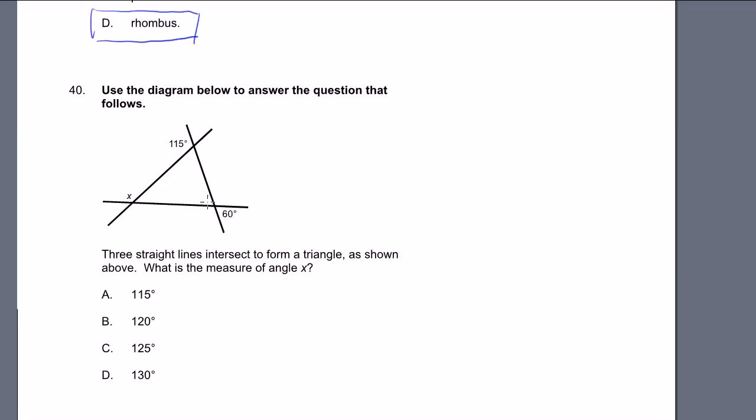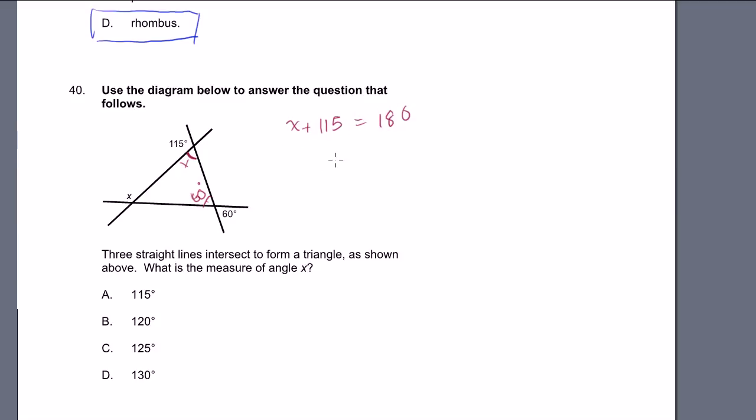We have 60 degrees here. This is opposite to the 60. It's going to be the same angle, so that is also going to be 60 degrees right there. This is 115 degrees. It is going to be supplementary to this angle right here, which means that this angle plus 115 is equal to 180. So if we call this x, x plus 115 is equal to 180.